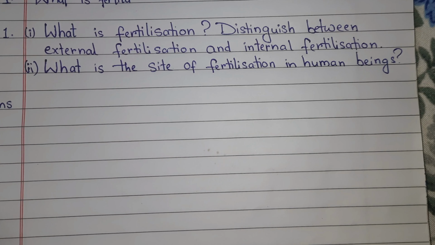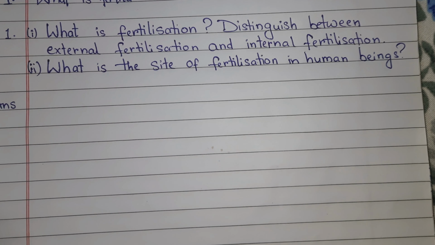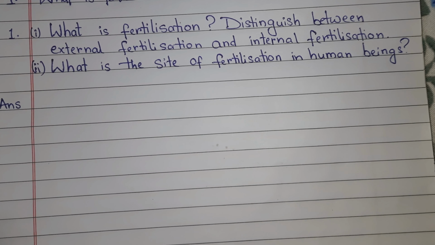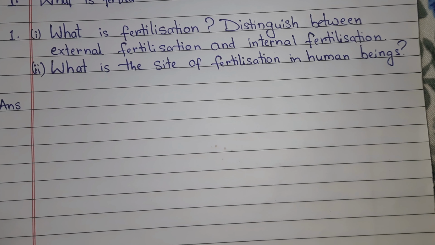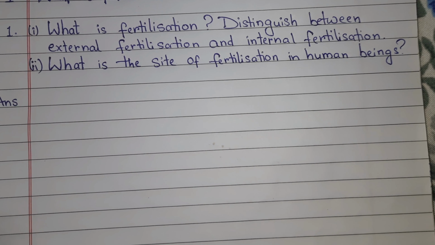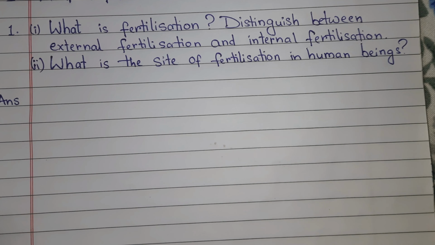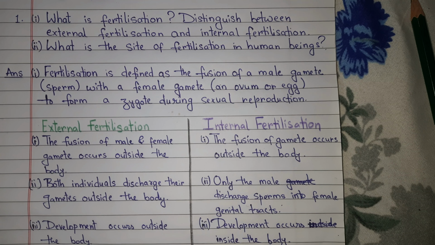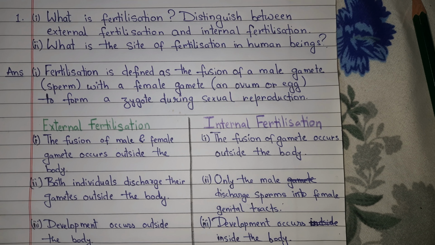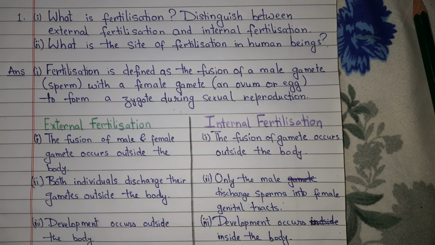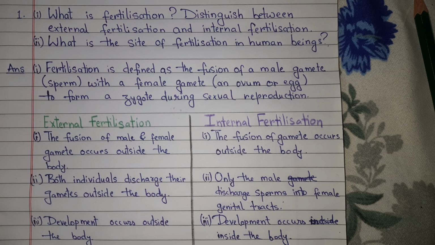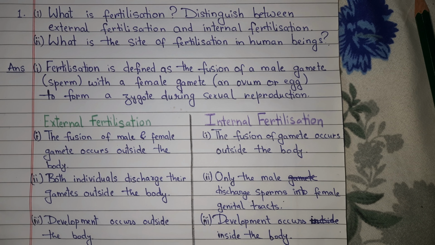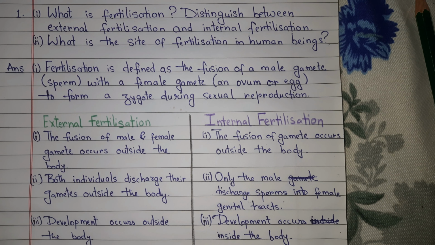The first question that I found was, what is fertilization, and distinguish between external fertilization and internal fertilization? And what is the site of fertilization in human beings? Fertilization is defined as the fusion of a male gamete, which is sperm, with a female gamete, an ovum or egg, to form a zygote during sexual reproduction. So the answer is very simple for you.